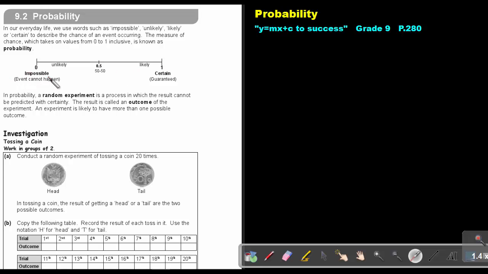So if it's 0, the event cannot happen. If it's 1, it's certain, it's guaranteed that it's going to happen. 0.5 means a 50-50% chance of happening. In probability, a random experiment is a process in which the results cannot be predicted with certainty. The result is called an outcome of the experiment. An experiment is likely to have more than one possible outcome.